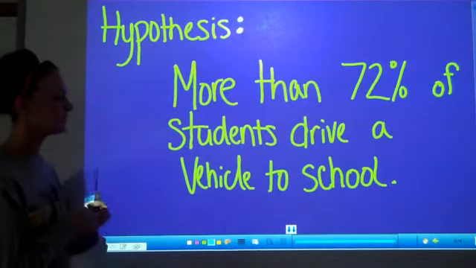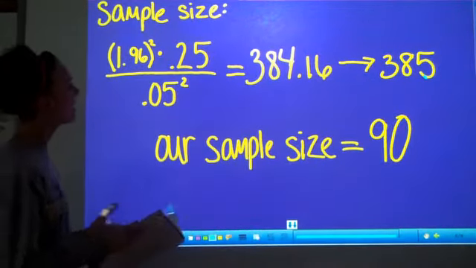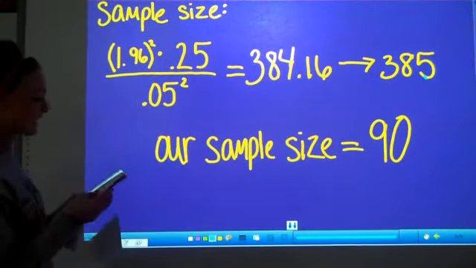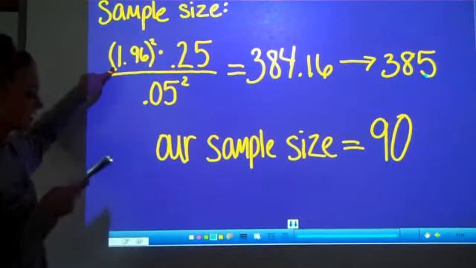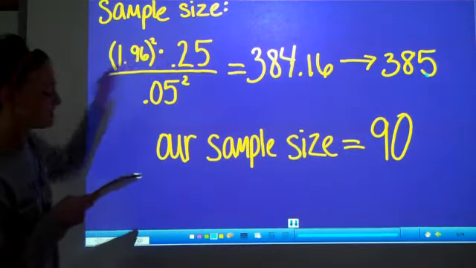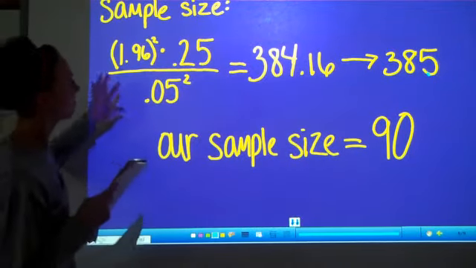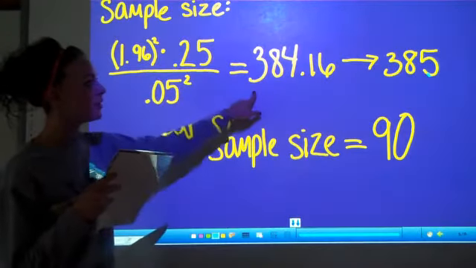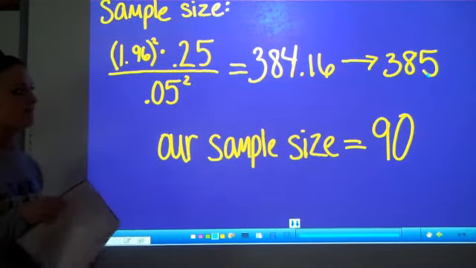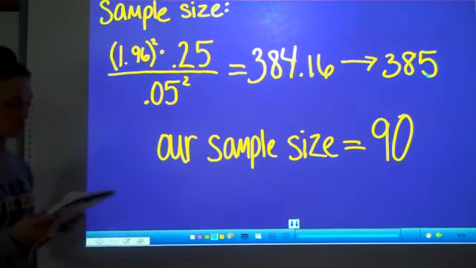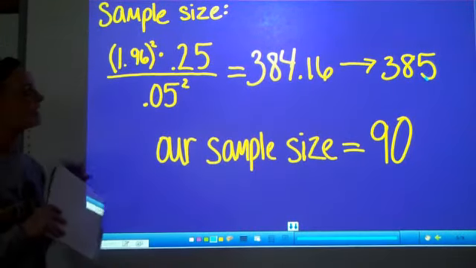This is more than 72% of students drive a vehicle to school. And then we did our sample size, which is set up with a 95% confidence level, which gives us the 1.96. And then the 0.25 is given to us by 0.5 times 0.5, and this is our margin of error. And once you work that out, you get this number, which rounded gives you 385, but we do not have 385 students in our school, so we're going to sample between 75 to 100, so our sample size is 90.